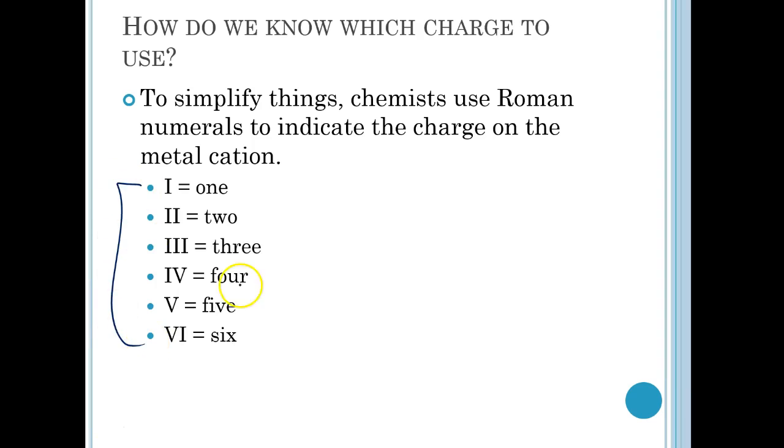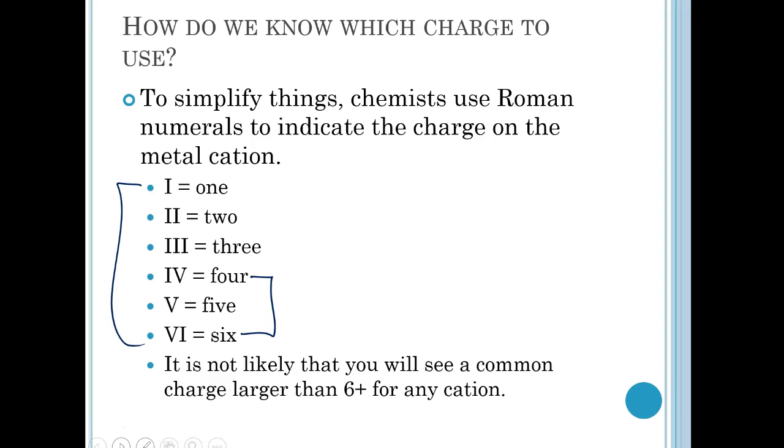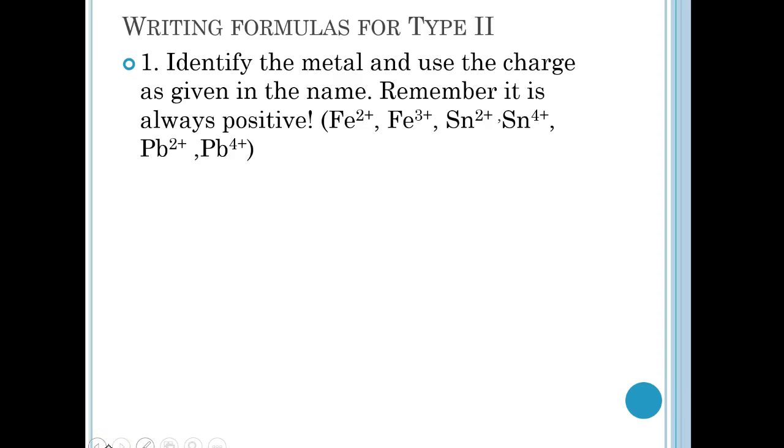If you don't remember them, make sure you recognize the difference between 4 and 6. That's about as high as you're going to have to go. You're not really going to run into anything higher than 6. So that's the biggest number you'll see, so they're going to use Roman numerals. Let me give you an example. The way you do this, you identify the metal and use the charge as given in the name. Remember, it's always positive because it's a metal. So iron 2, iron 3, tin 2, tin 4, lead 2, lead 4.